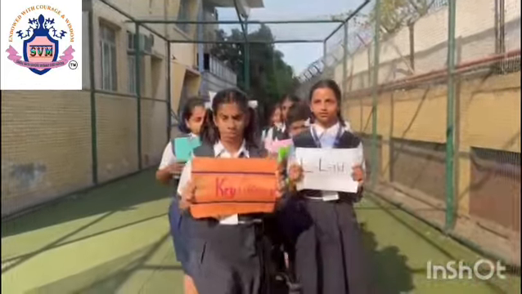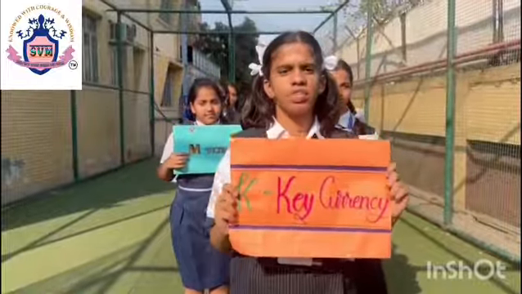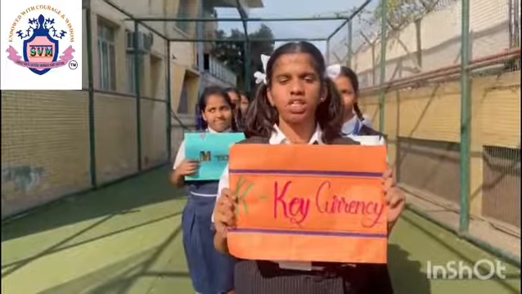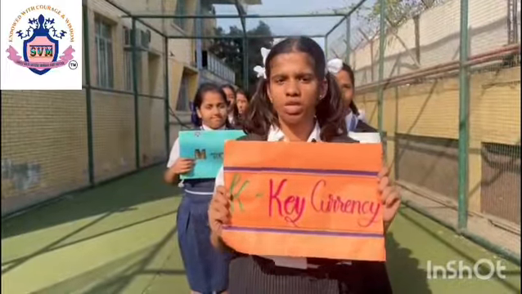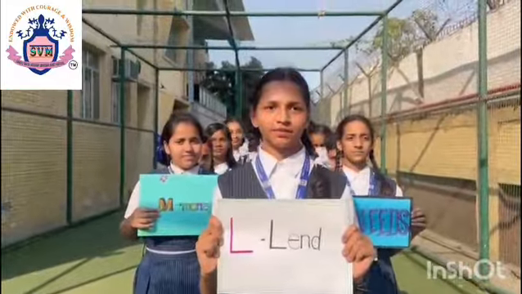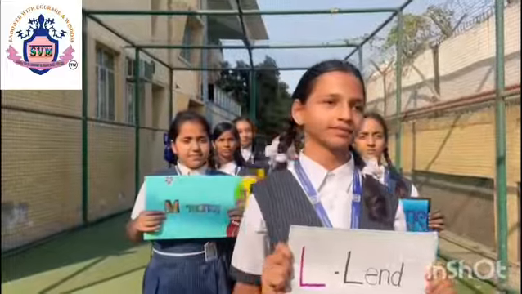Joint account. An account opened in the bank by more than one person is called joint account. In this account, everyone can deposit and withdraw money. Key currency. Key currency is a type of currency that is widely used in international trade and finance. For example, US dollar, UK pound and Japanese yen. Lend. Lend means to give something temporarily to someone with the expectation that it will be returned.